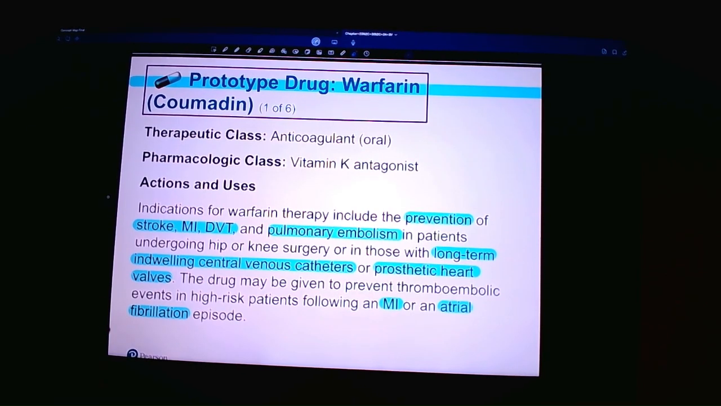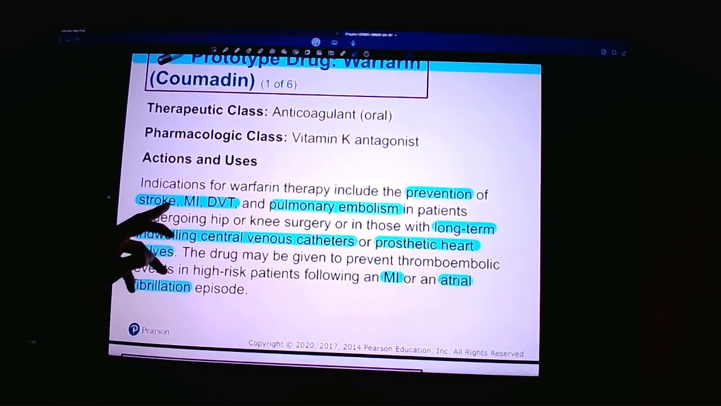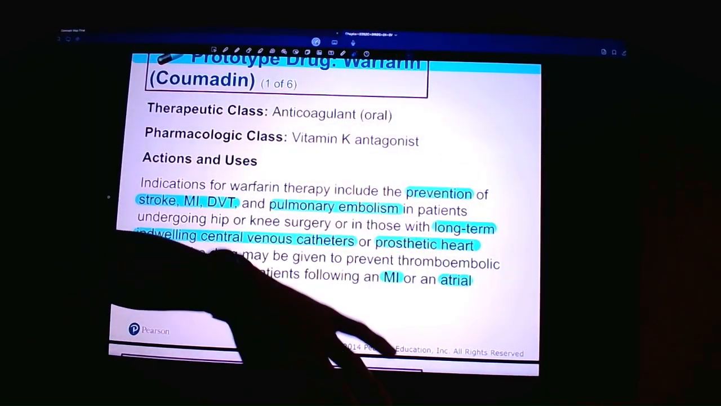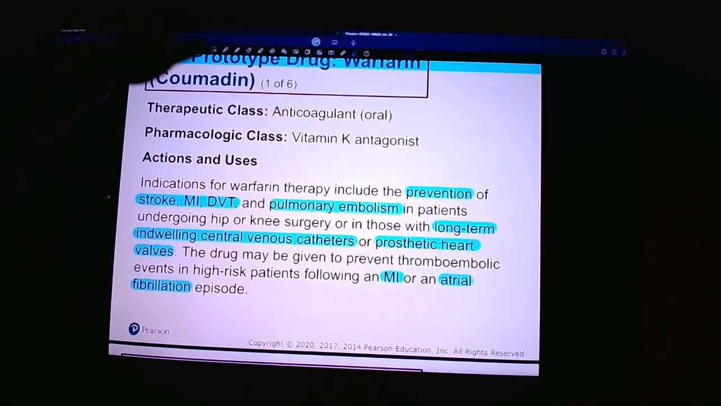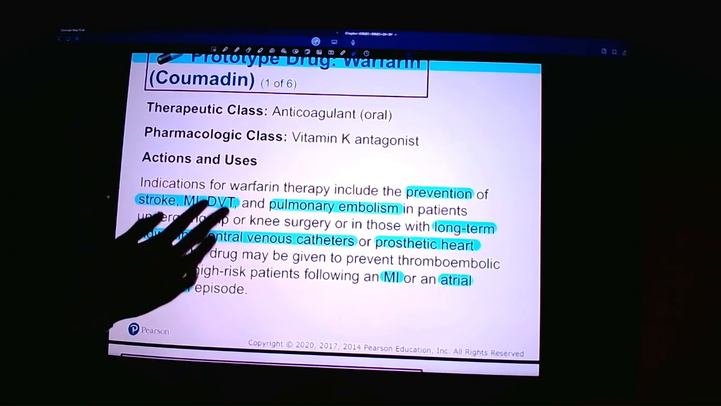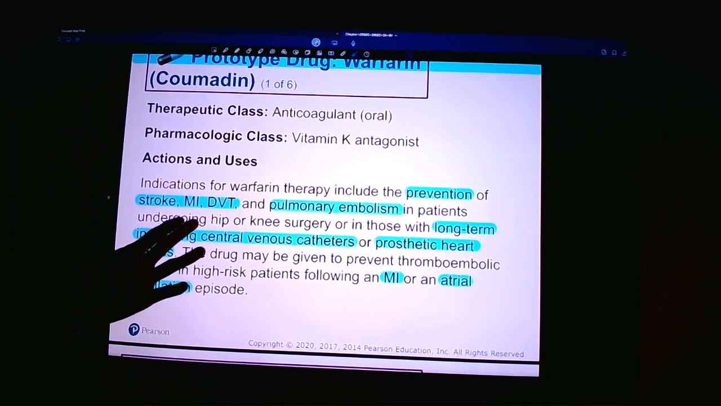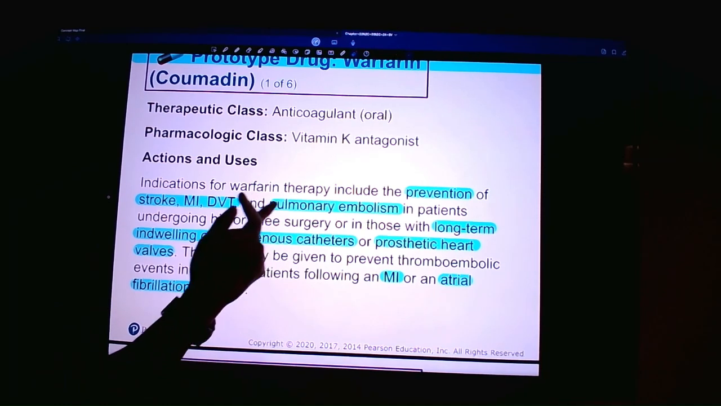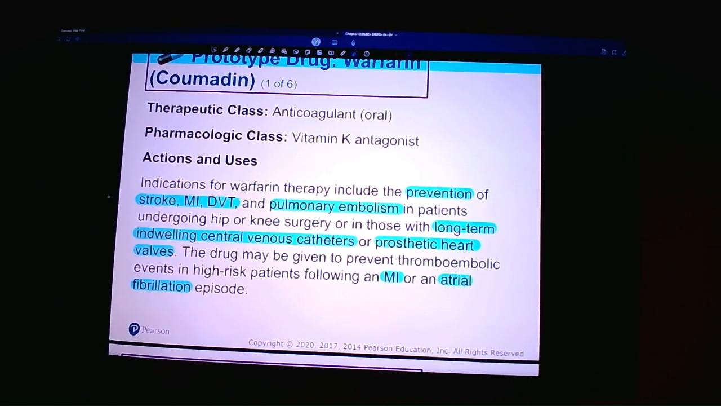Indications: prevention of stroke, MI, DVT, PE. Those are kind of reoccurring. A lot of these are going to be preventing those, so those are a common reoccurring trend. And you don't really need to memorize them. You just need to identify them if the question comes up, because a stroke can have an origin of a clot, and MI the same way. DVT, it's in the name. Pulmonary embolism, again, it's coming from DVT, so it's in the name.